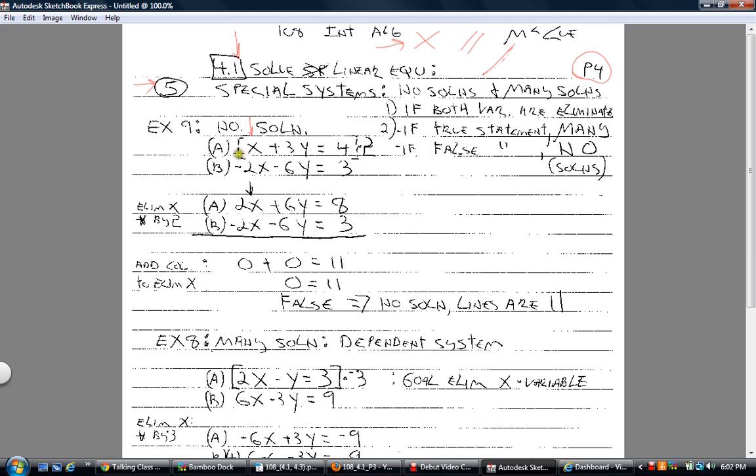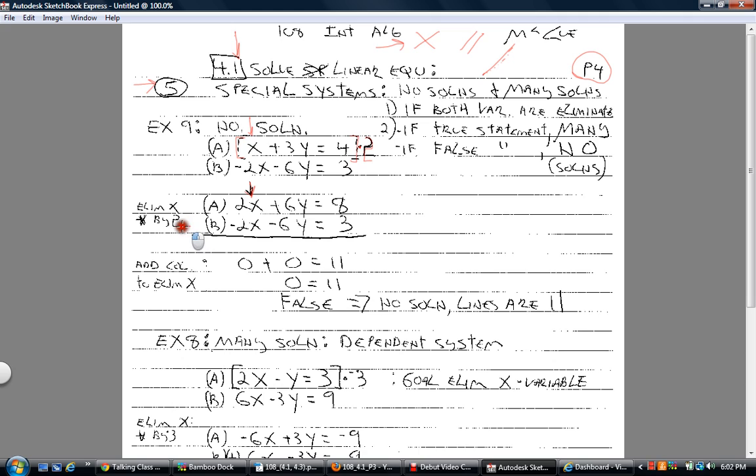What can I multiply equation A by to get a positive 2? Because if I had a positive 2 added to a negative 2, I would come up with a 0, so that's my goal. I'm going to take the original equation, put brackets around it and multiply it by that positive 2. 2 times x is 2x, 2 times 3y is 6y, 2 times 4 is 8, and I know my x column is going to be eliminated with a 2 plus a negative 2.